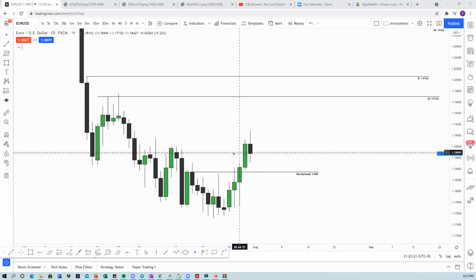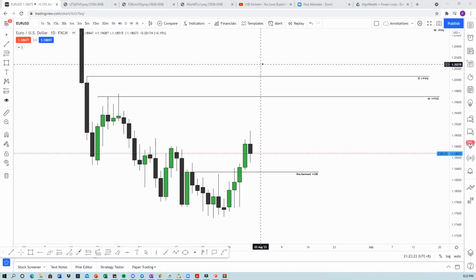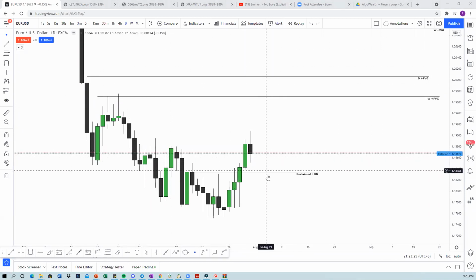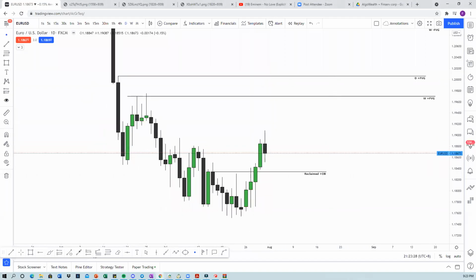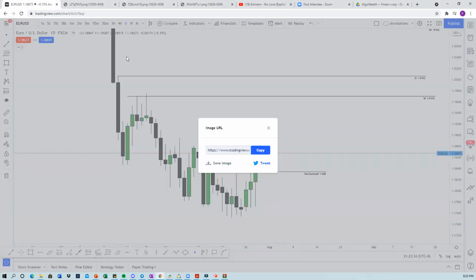So you got that. That would be your draw on liquidity, in my opinion, after price does something like this. Okay, so that's all I've got on Euro USD.